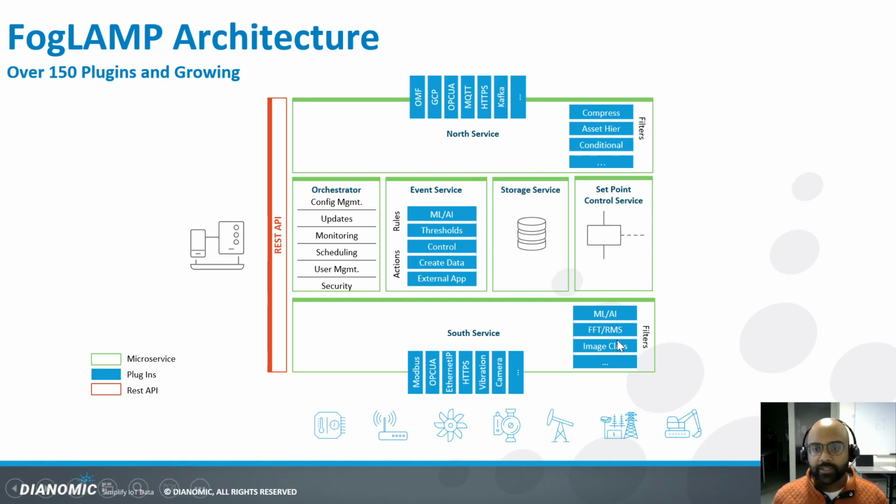Filter plugins are used to transform data in flight. Filter plugins could be as simple as, say, scaling values, or they can carry out more complex tasks, like running ML inference at the edge. Filter plugins could be attached to pipelines as data is coming in through the South before it goes into storage, or as data is going northbound through North services.